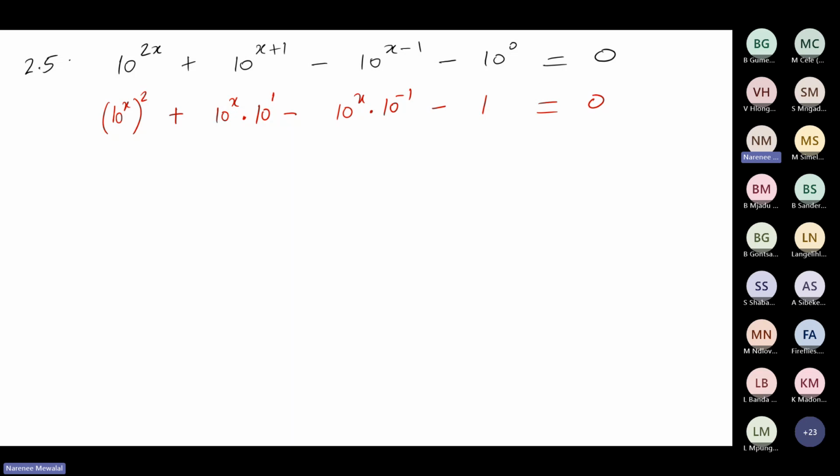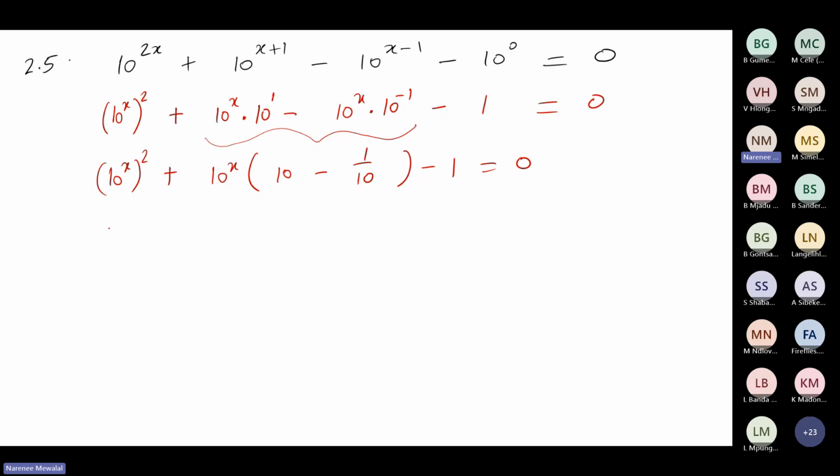So you'll find that you actually have two terms here in 10 to the power x. So let's simplify that. So you've got 10 to the x all squared plus, you can pull out your 10 to the x as a common factor just for those two terms there. You're left with 10 minus 1 over 10 minus 1 is equal to 0.